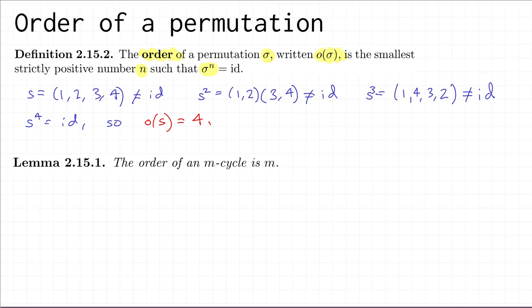Okay, let's try another one. What if we took T to be equal to a 2-cycle? Let's say (1 2). Okay, well T to the power 1 is T, which is not the identity. But if you work out T squared, you'll see that that is the identity. So the order of T is 2.